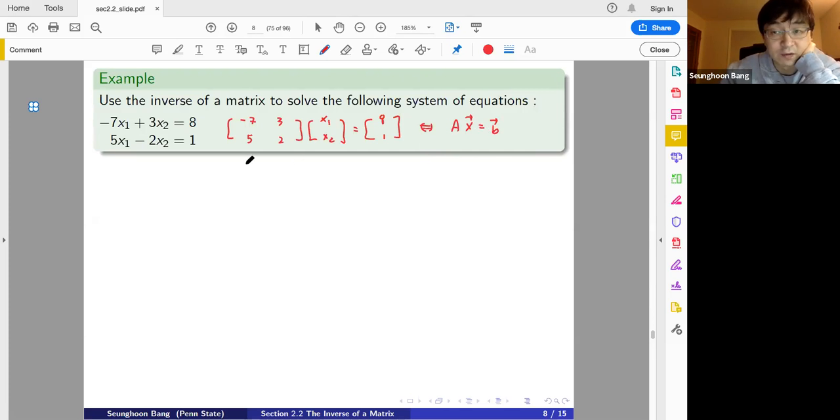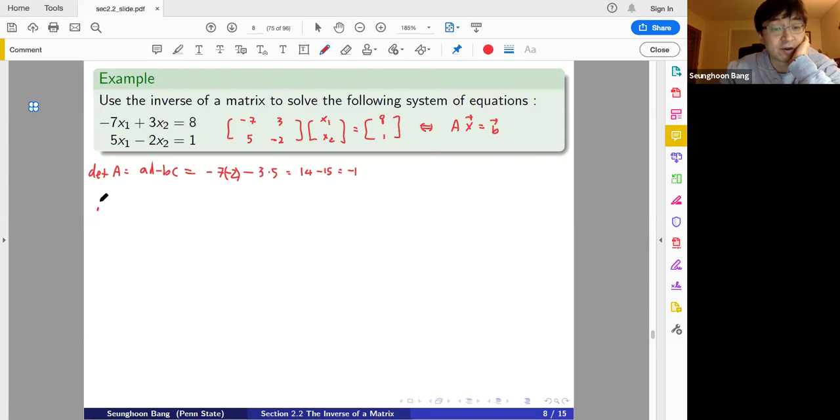How can you find the inverse of A? You can calculate the determinant of A first. The determinant of A is AD minus BC. What's AD minus BC? -7 is A, and 2 is D. So we have -7 times 2, minus B times C, which is 3 times 5, so -3 times 5. Exactly. -14 minus 15 is -29. This is the determinant of A.